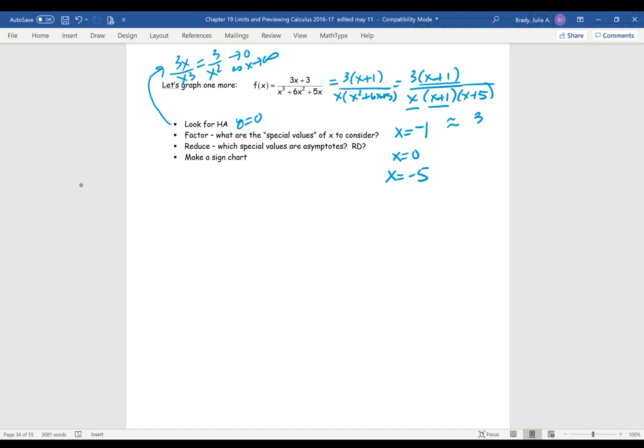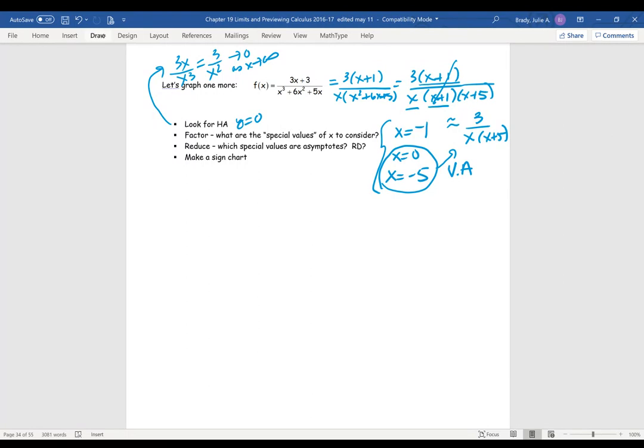So the x plus 1's reduce. So we've got 3x plus 5. So these are the numbers that you can't get an output for. If we do these two, they still make the reduced function be dividing by 0. So you know that these are vertical asymptotes.